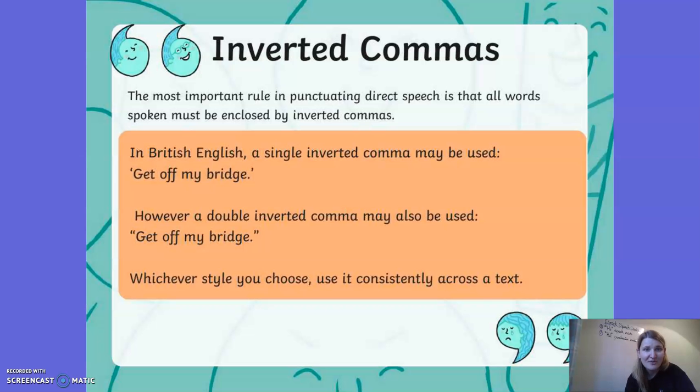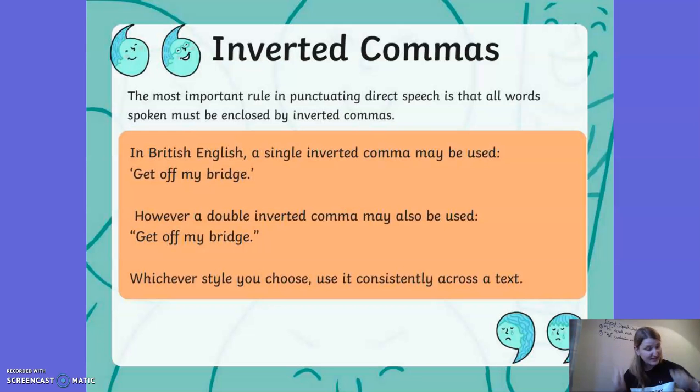Okay, so to begin with, I think I said speech marks perhaps earlier, or inverted commas. They are basically the same thing, and it's the most important thing when we're using direct speech, that's talking about what someone has actually said. So we're writing exactly what someone said, and to show what is being said, we must use inverted commas.